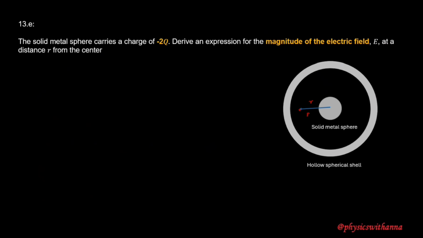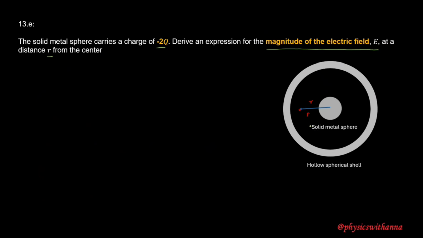Part E of the question. A solid metal sphere carries a charge of negative 2q. Derive an expression for the magnitude of the electric field E at a distance r from the center. So this is the distance r from the center that they have given you in the question. And we need to find the magnitude of electric field at this particular point.